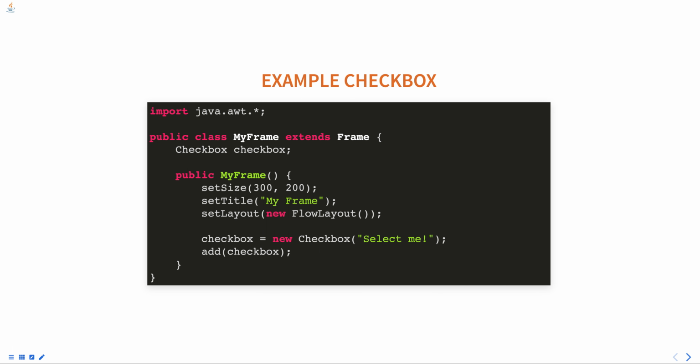In this example, the MyFrame class extends the Frame class and overrides the constructor. Inside the constructor, the setSize, setTitle, and setLayout methods are called to set the size, title, and layout of the frame. A checkbox is created with the label "Select Me" and added to the frame using the add method.